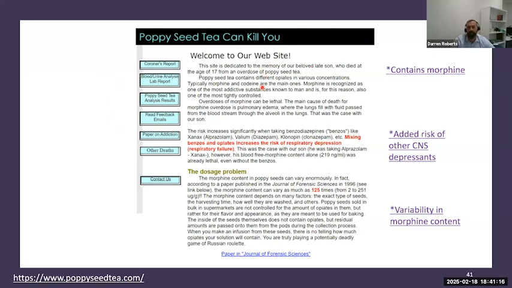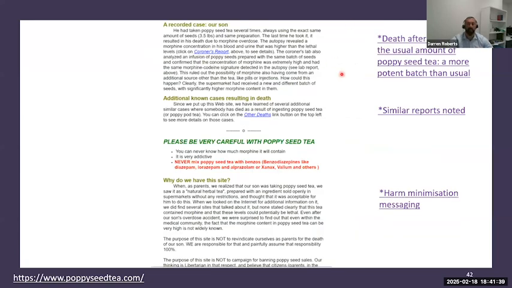It says, hey, guess what? Poppy seed teas contain morphine. Morphine will add to other CNS depressants, such as benzodiazepines. And most importantly, there is variability in morphine content. So batch to batch variability of different brands of poppy seed tea, or even different batches of poppy seed tea within the same brand, will vary in how much morphine content there is. And then they go on and say that there have been deaths, particularly of their son, who had his usual amount of poppy seed tea. It was just unfortunate that it happened to be a more potent batch, and he died in their home.